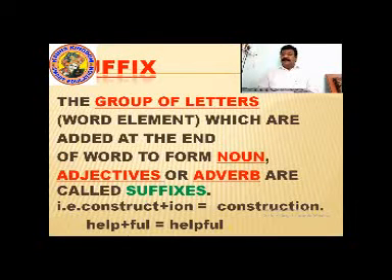The group of letters used after the word to form noun, adjectives or adverbs are called suffixes. For example, we have seen construct plus ION. ION is a suffix which is used after the root word construct. Construct became construction. Help plus FUL. FUL is the suffix added to the base word help, which became helpful.